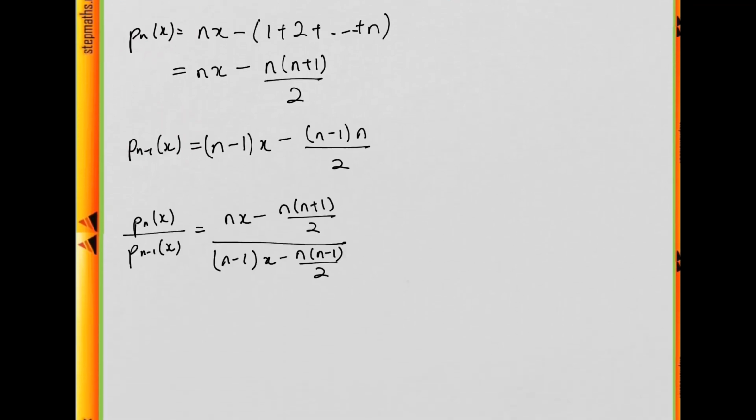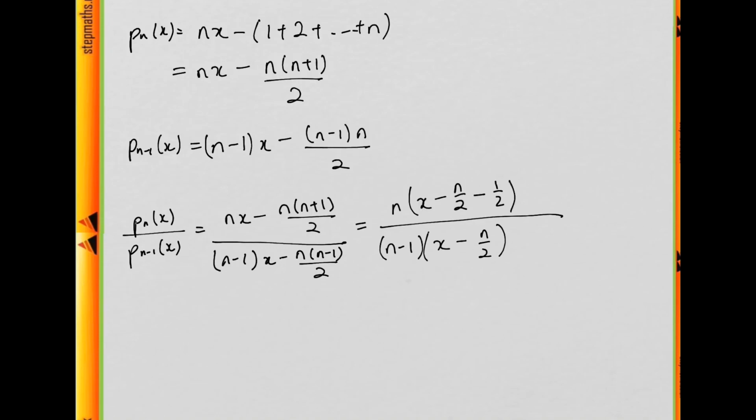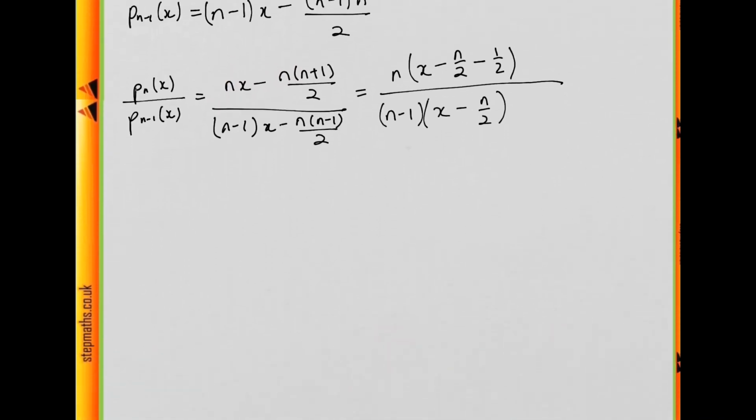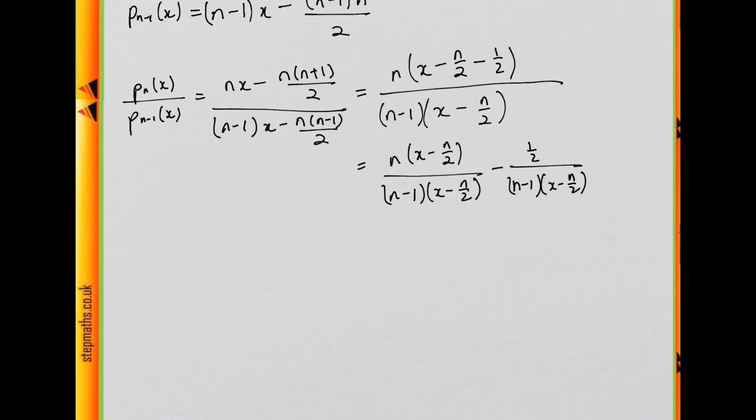So we're going to get this, and then let's try and factorize the top somehow so we can divide the bottom out of it. If we note that the bottom is n minus 1 times x minus n over 2, then maybe if we can get an x minus n over 2 out of the top, we'll be able to divide through and then get our remainder. So the top is just equal to this, and that's just from factorizing the n's out. And so we see that's equal to this.